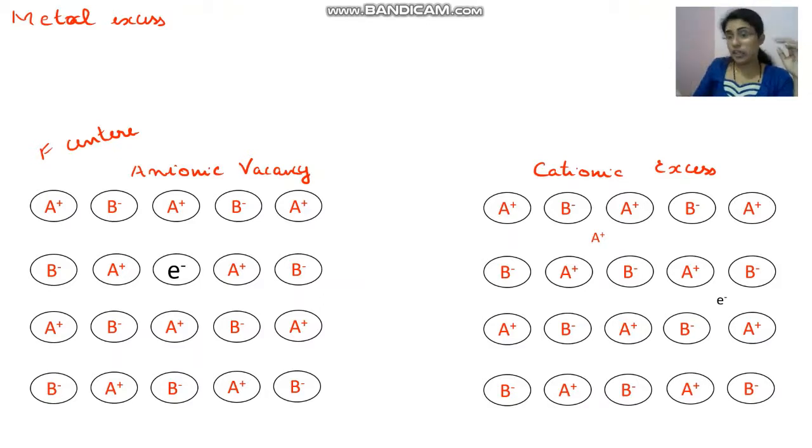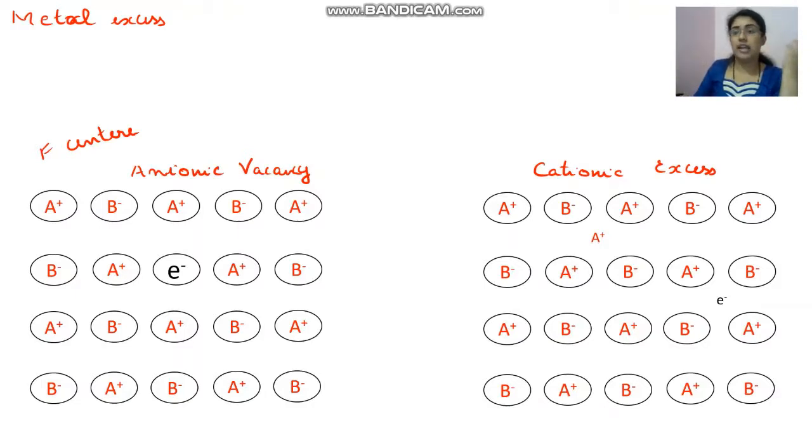Coming to the cationic excess, it is similar to a Frenkel defect, but here none of the existing ions are moving to the interstitial site. We have an excess cation in the interstitial site, not a cation which is already present in the system. Apart from the normal structure, an extra cation from outside would come and sit in the interstitial site. And to maintain the overall electrical neutrality, one electron would also come and sit in the interstitial site, so the overall charge can be maintained.